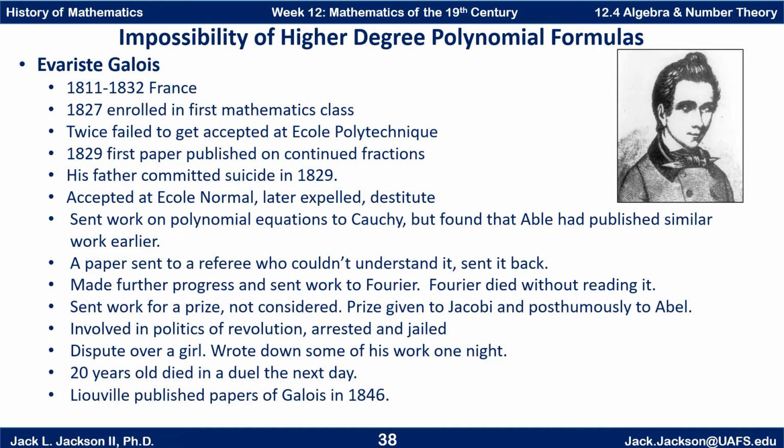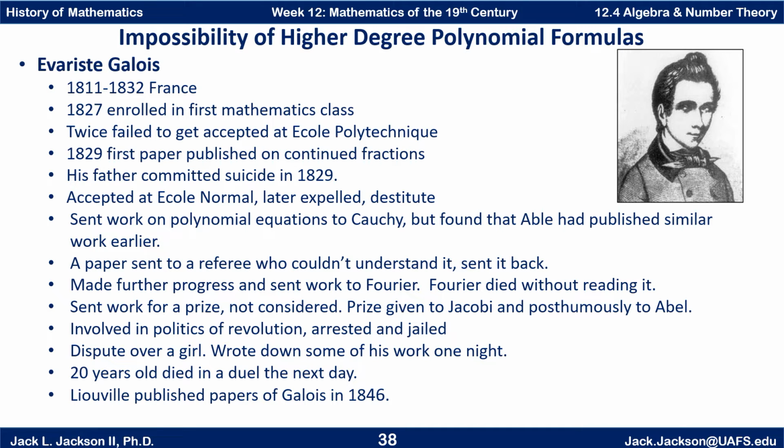So he decided he would switch gears. He was accepted at École Normale, which is a teaching school, but he got involved in some politics there and didn't pay attention to his studies. He was later expelled. He was destitute, but he started working on polynomials of higher degree and working on some things there. And so he had worked on some polynomial equations that he'd sent to Cauchy, but then he found out that Abel had already published his work on the unsolvability of the fifth degree polynomial.